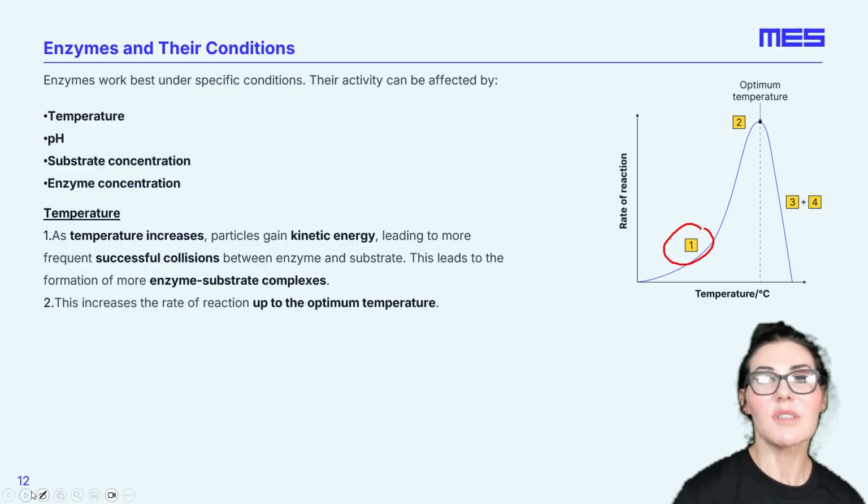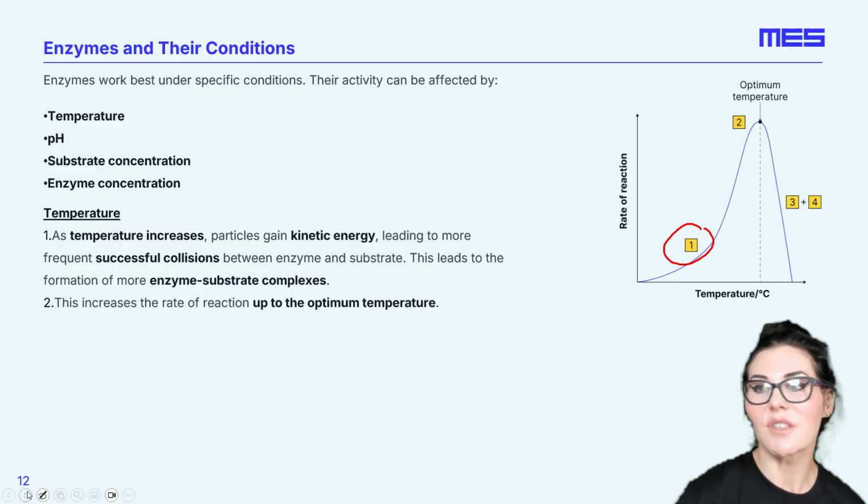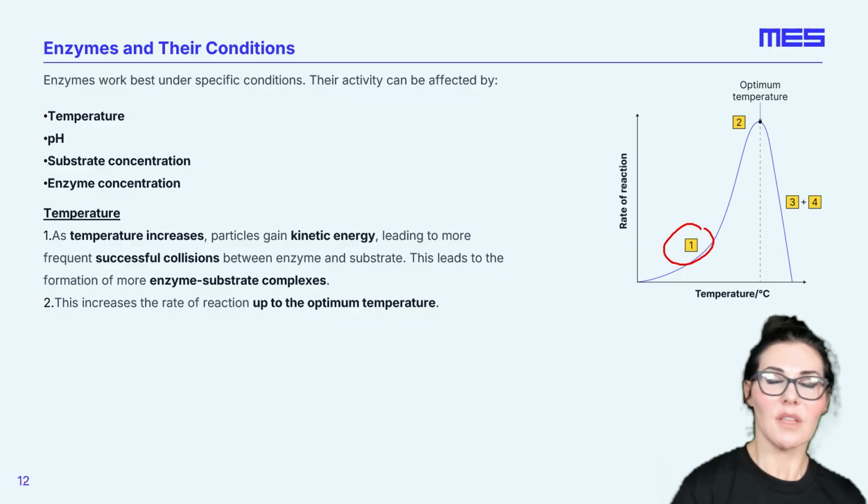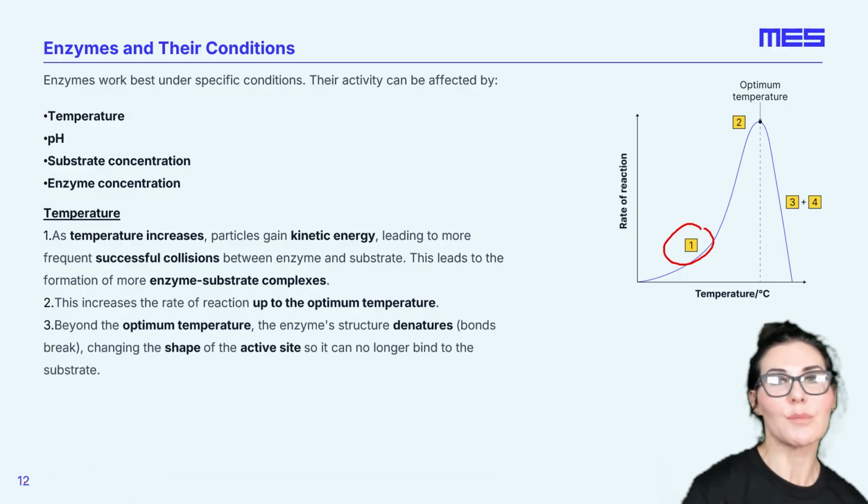However, there is a point at which the enzyme reaches its optimum temperature, which means it's got to a point in the reaction where the temperature allows the reaction to happen at its fastest rate. And if you go beyond that temperature, that's when problems start to arise.